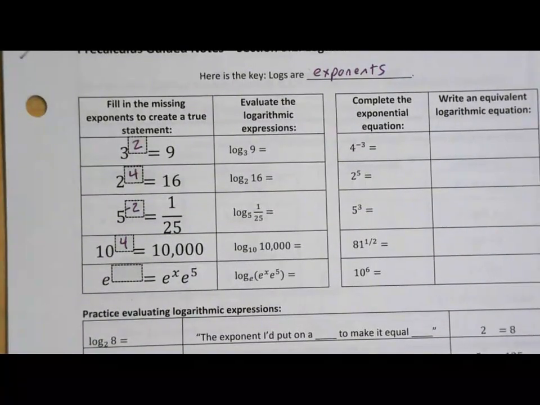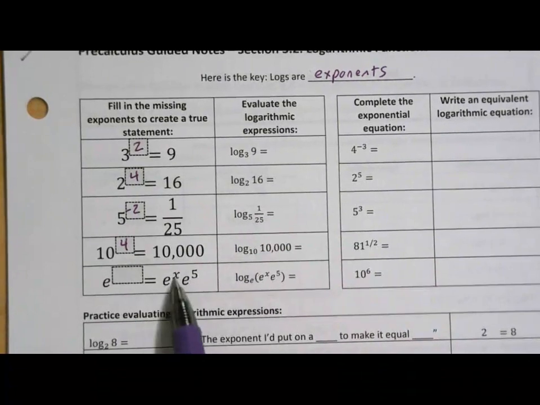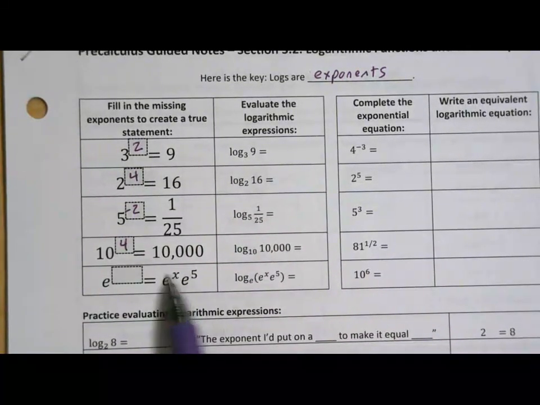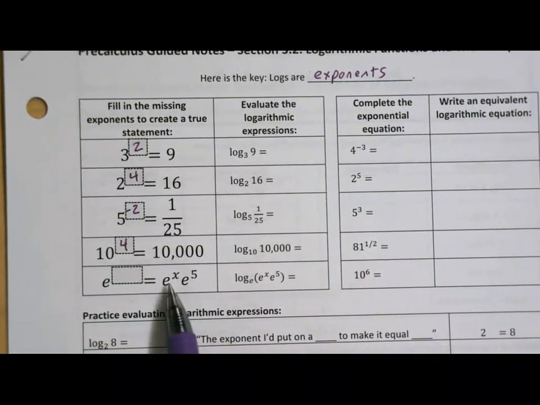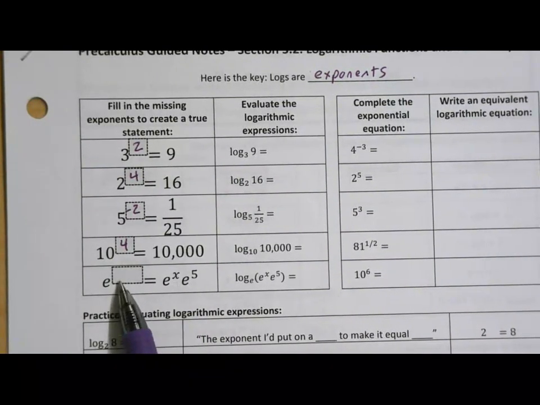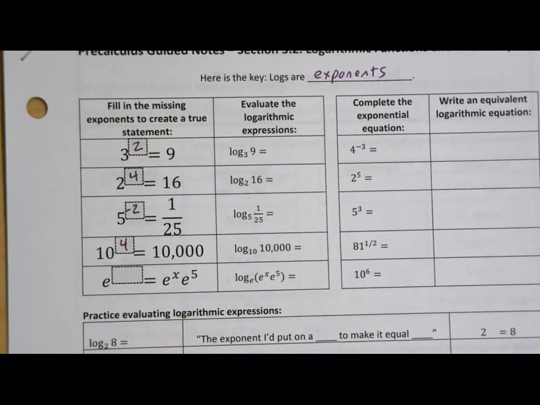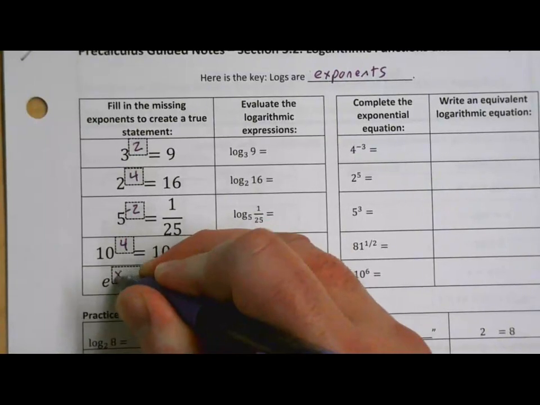This one, you got to know some exponent properties for this. What do we do with this x and this 5? We're multiplying them together here. What happens to exponents when we multiply? We add them. This would be x plus 5.